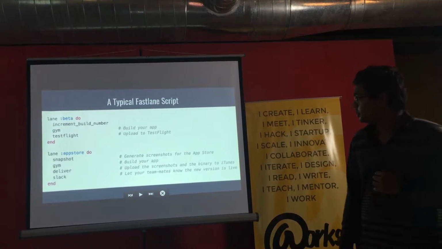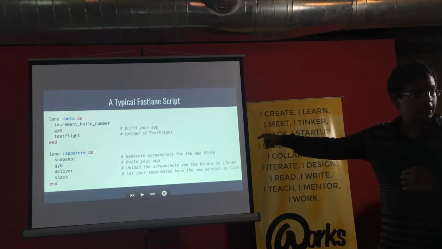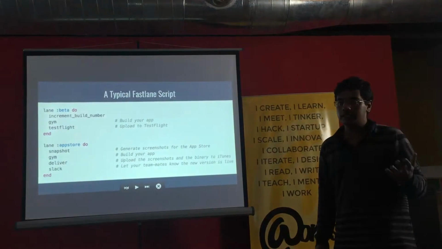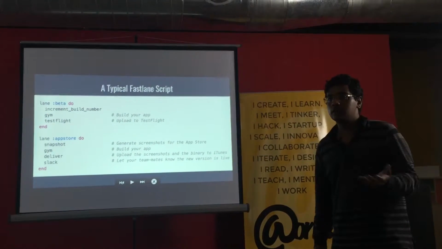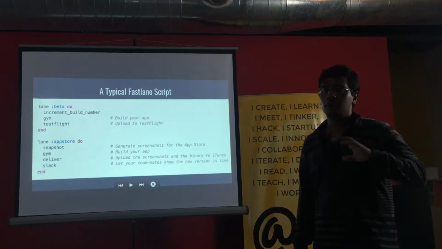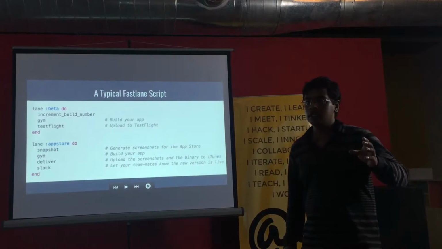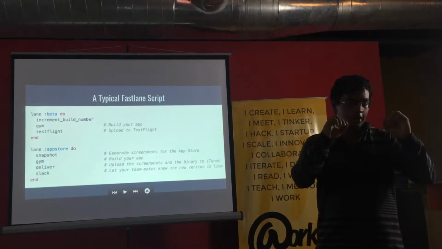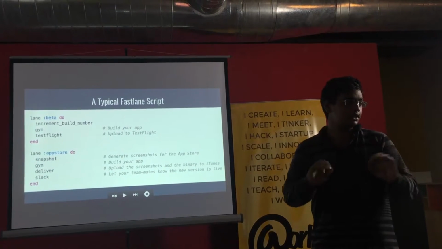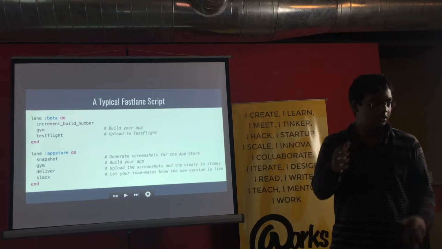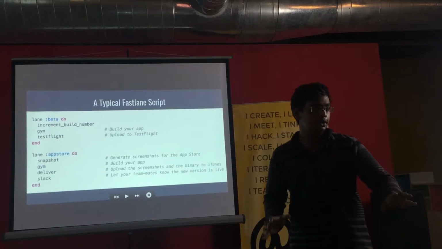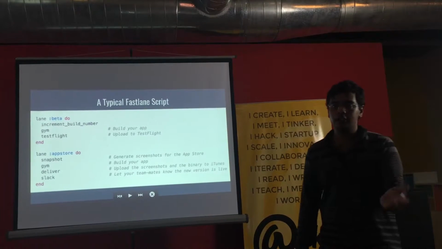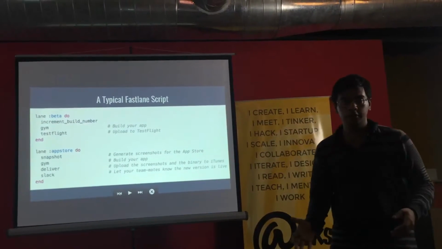There are also a couple of more tools like Snapshot and Deliver. Snapshot automates screenshot capture for you. You can just create your unit testing bundle, and put in a couple of lines saying, while you're on the screen, just take a screenshot for me. Then it will take all of those screenshots and put them inside your Fastlane folder. And using Deliver, you can upload all those screenshots directly to iTunes Connect. You don't have to do it manually.